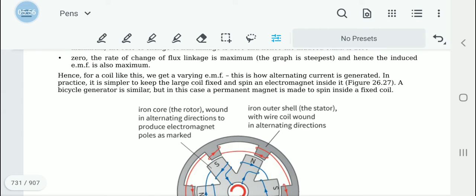Because this EMF is varying, because it goes up and down, we know that the direction of the EMF is also continuing to change. As a result, the current that is generated also changes in direction. So we say that it is alternating current.